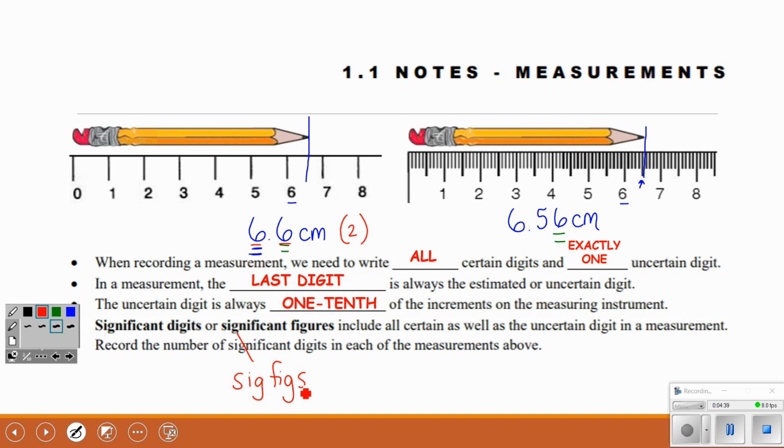Whereas in the measurement device to the right, we say that this one has 1, 2, those are our certain digits, and then 1 estimated digit. So altogether, this one has 3 significant figures. And you will see that a measurement device that can give you more significant figures in your measurement is going to be a more precise measurement tool.